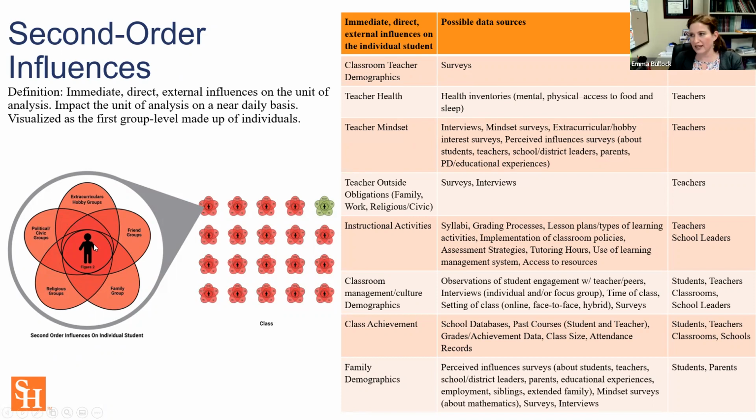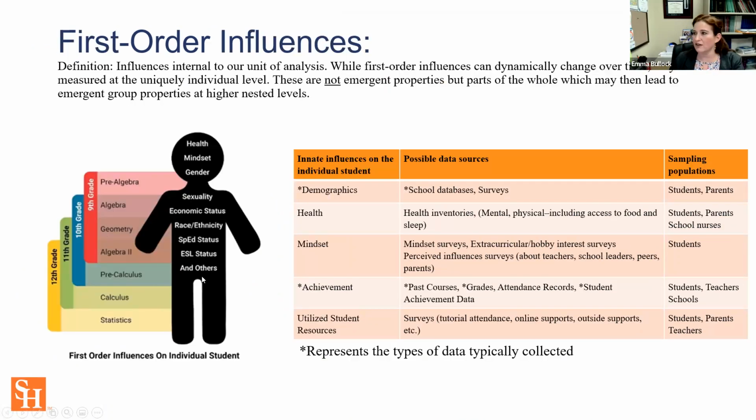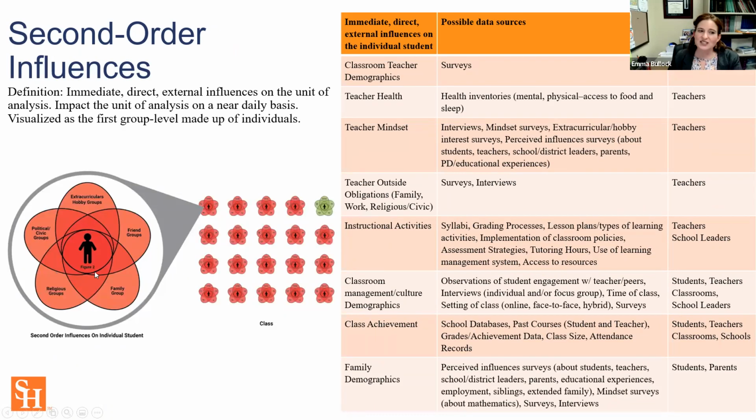So just so that you can make the connection, here's that little person, right? That little person is the same person over here in our first order influence visualization. So that little person has all those first order influences influencing them internally. Then externally and directly, they have all these other influences: friend groups, family group, religious groups, political, civic groups, extracurricular hobby groups. Depending on your context, you may come up with different things, but these are possible influences.